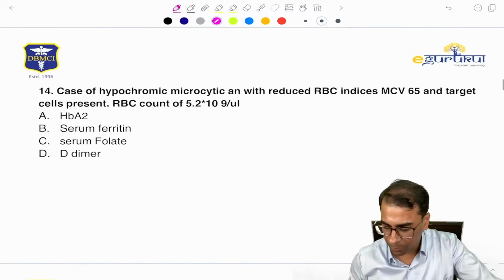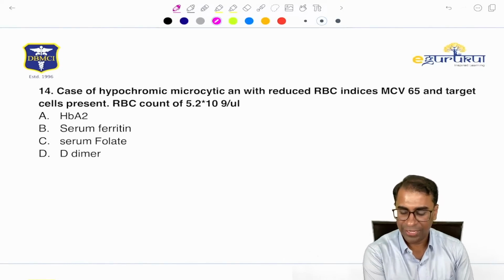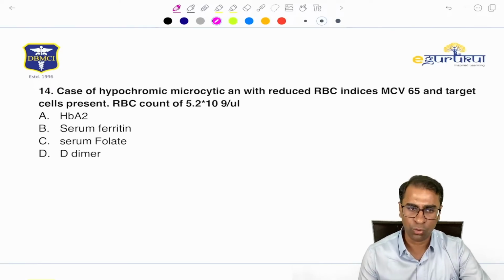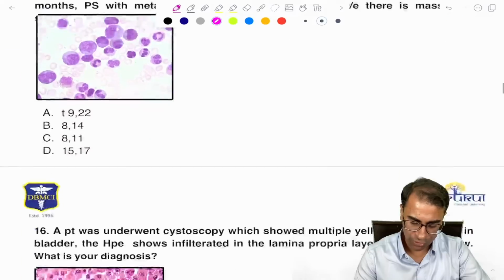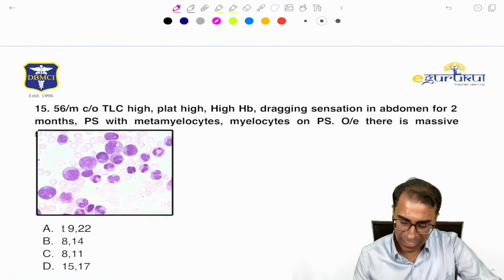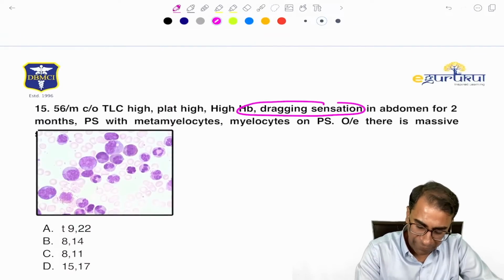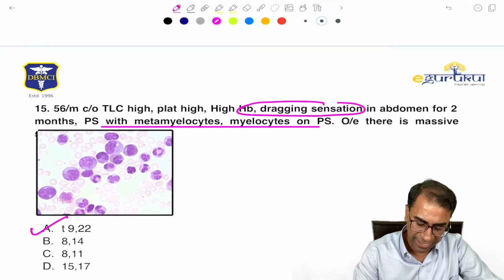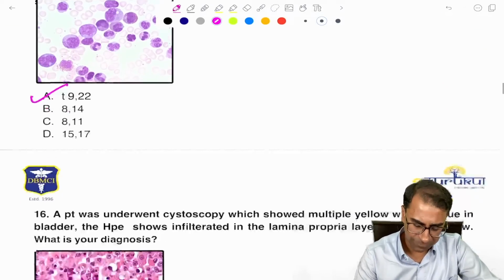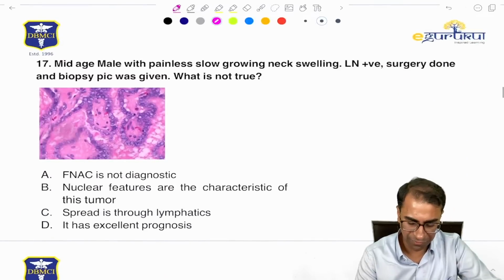A case of hypochromic microcytic anemia with reduced RBC indices. I think we have discussed this already. It's a case of HbA2, so we'll leave it. Okay. This is again a case of a dragging sensation in the center of the abdomen, and the smear shows myelocytes and metamyelocytes. It is a case we discussed already. Sorry, there's some repetition there.